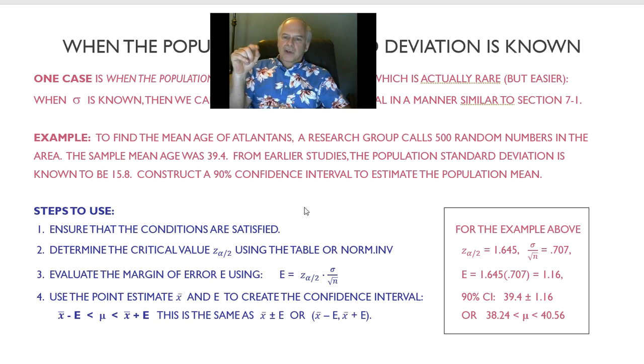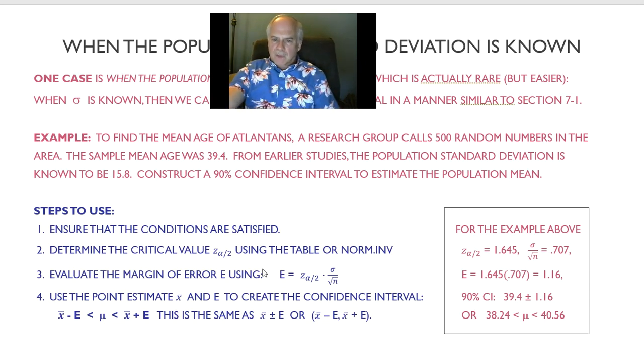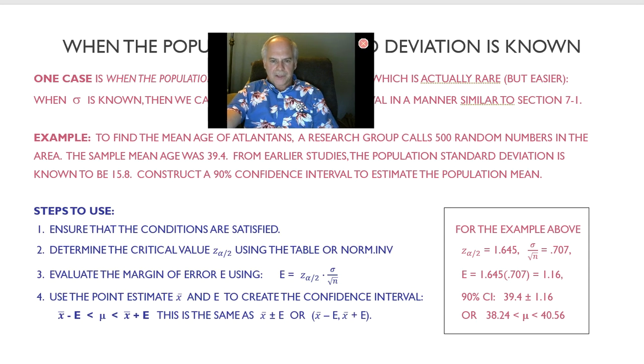Now, from earlier studies, the population standard deviation is known to be 15.8. So let's suppose that you've done this before and you know the population standard deviation is always 15.8 or close to it. This is a situation where we know the population standard deviation. It asks you to construct a 90% confidence interval to estimate the population mean. So here are the steps.